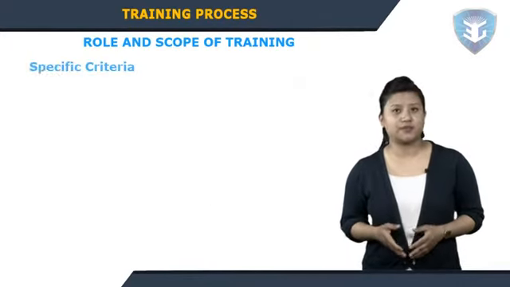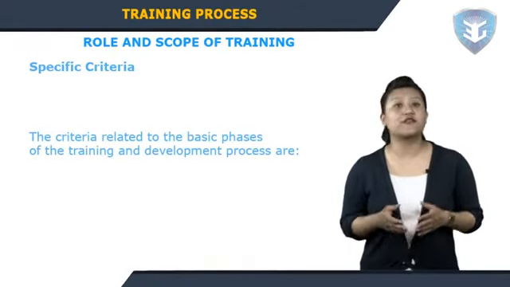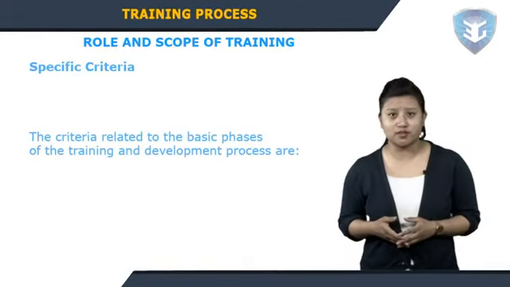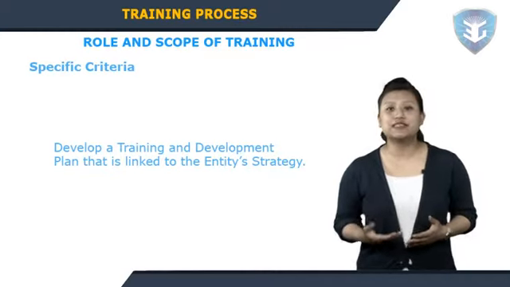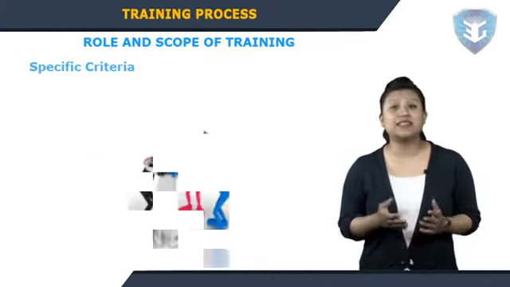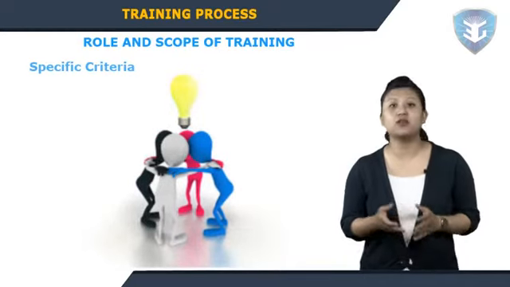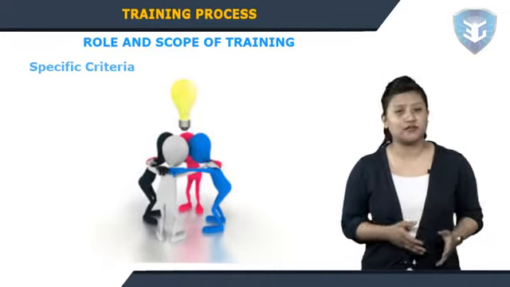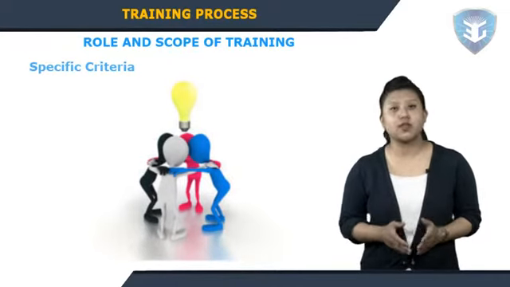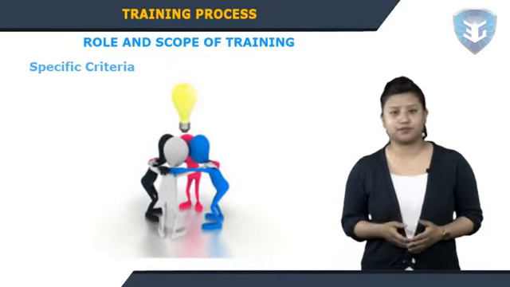Specific criteria. The criteria related to the basic phases of the training and development process are: develop a training and development plan that is linked to the NTT's strategy. An NTT should have both short-term and long-range training and development plans, with both clearly stated objectives and a direct relationship to the NTT's missions and goals.